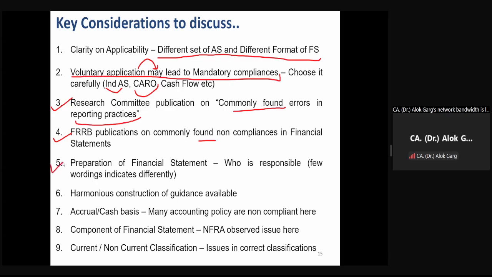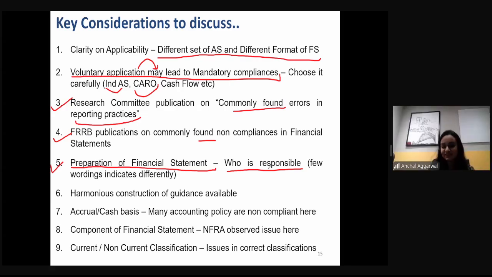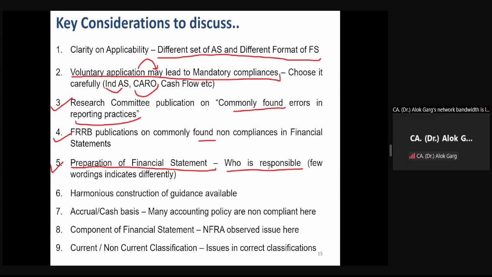Preparation of financial statements, I would want to highlight a typical kind of example. Who is responsible for the preparation of the financial statements? Management. While we say that management is responsible for the preparation of the financial statements, if you see a few wordings in the financial statements, you will be forced to believe that not management but the auditor is responsible for preparation of financial statements. And I can tell you, many listeners, when they check the balance sheet of their client, will find that yes, these lines are still appearing.